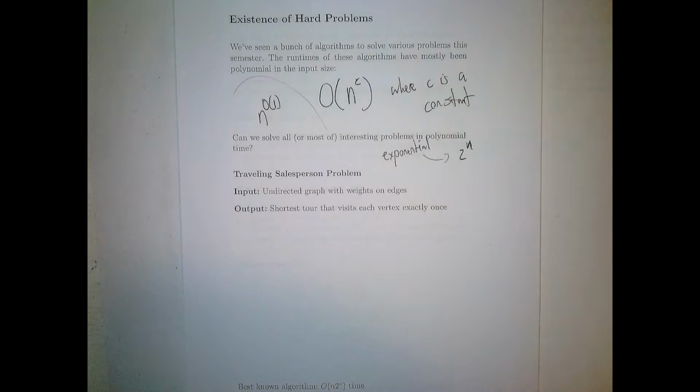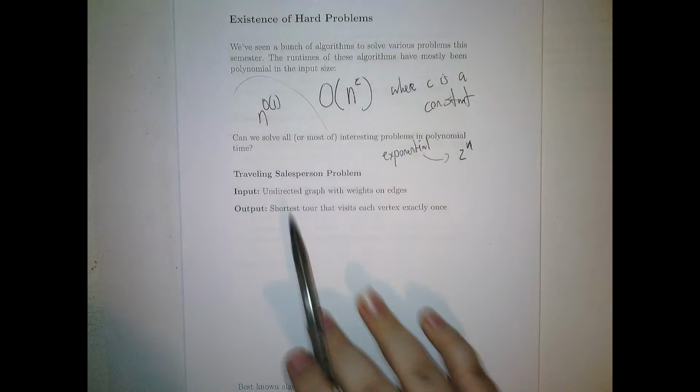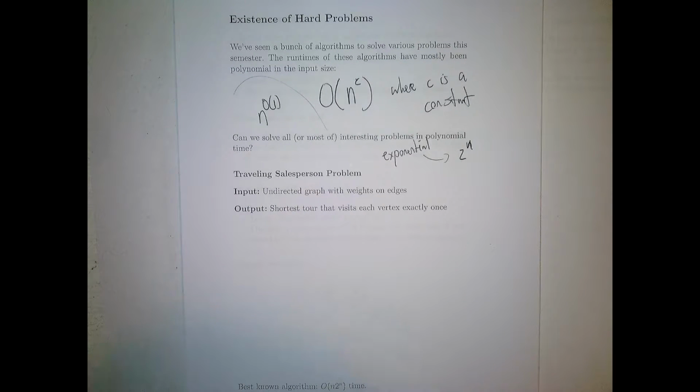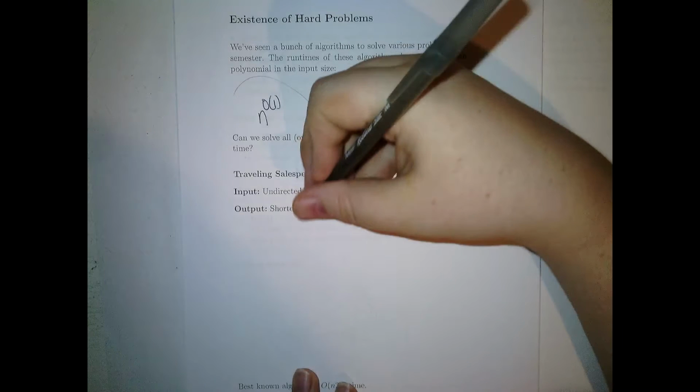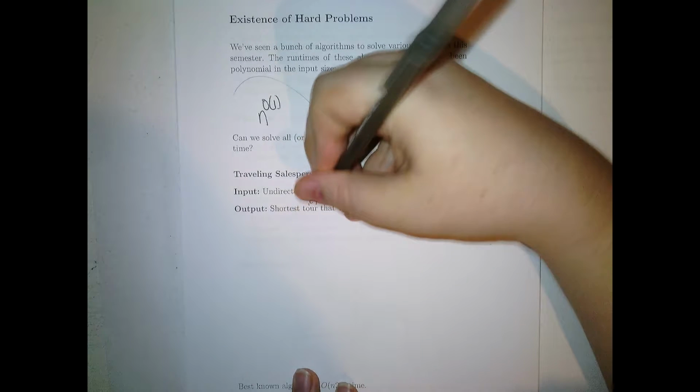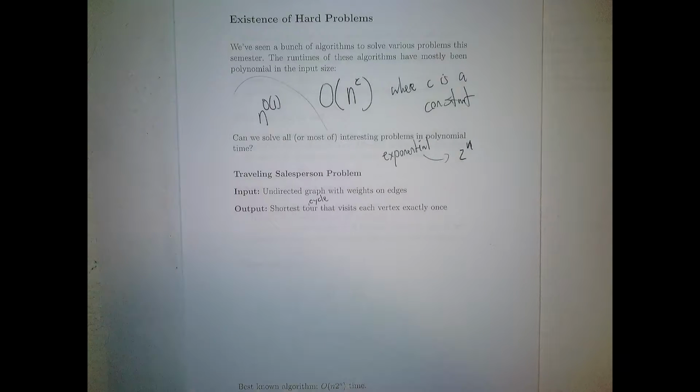This is a somewhat famous problem, so you may have heard of it even, depending on what you watch or read, the traveling salesperson problem. So the traveling salesperson problem has an input of an undirected graph with weights on the edges. And the goal is to find the shortest tour, aka the term we used was cycle, that visits each of the vertices exactly once. So you want to find the cheapest path that does a round trip.